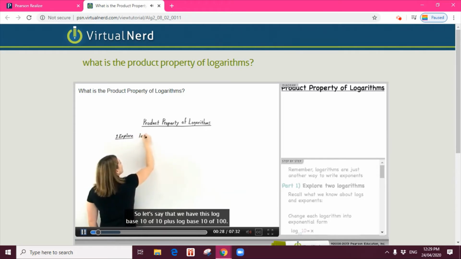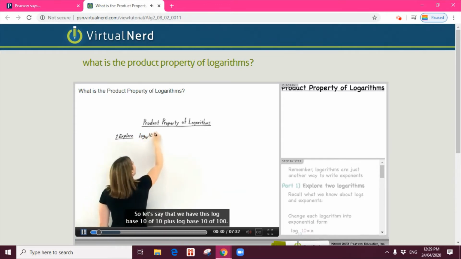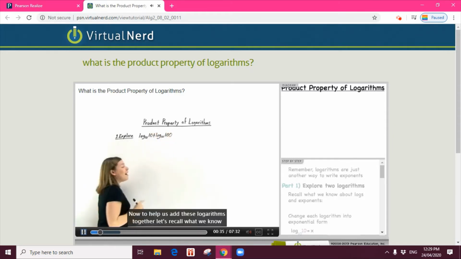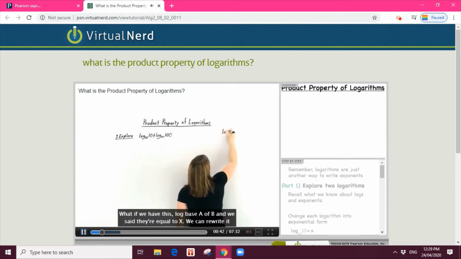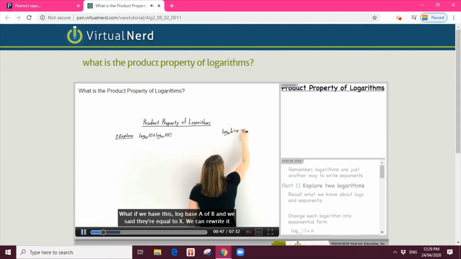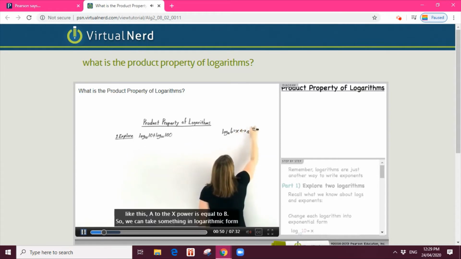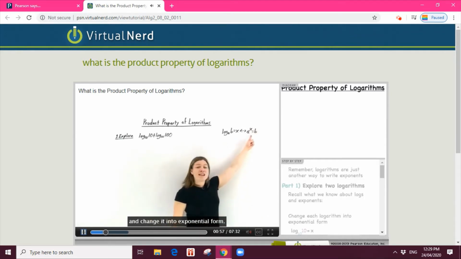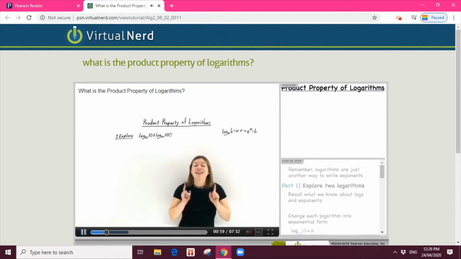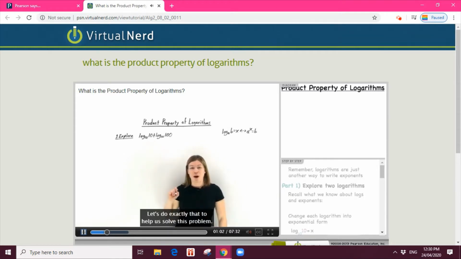So let's say that we have this, log base 10 of 10 plus log base 10 of 100. Now to help us add these logarithms together, let's recall what we know about logs and exponents. If we have log base a of b and we set that equal to x, we can rewrite it like this: a to the x power is equal to b. So we can take something in logarithmic form and change it into exponential form. Let's do exactly that to help us solve this problem.